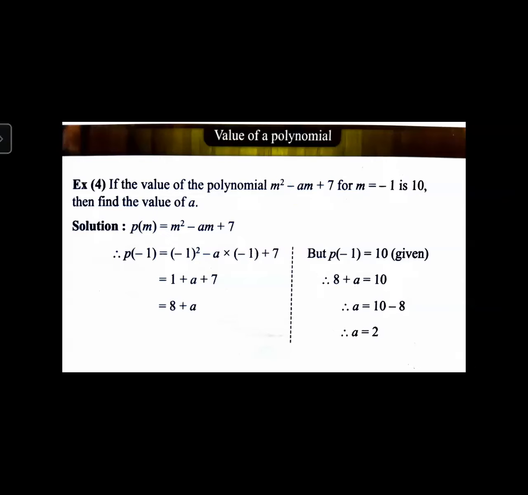Now we will move towards practice 3.4. For x equal to 0, find the value of the polynomial x square minus 5x plus 5. You have to put the value of x as 0. Then only you will get the value of the polynomial. Here the value of a variable is given and you have to find the value of the polynomial.